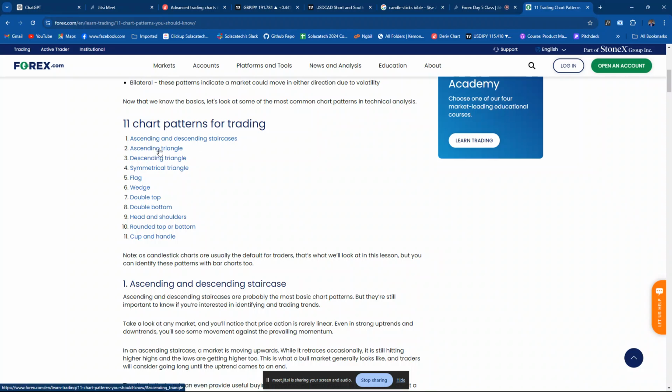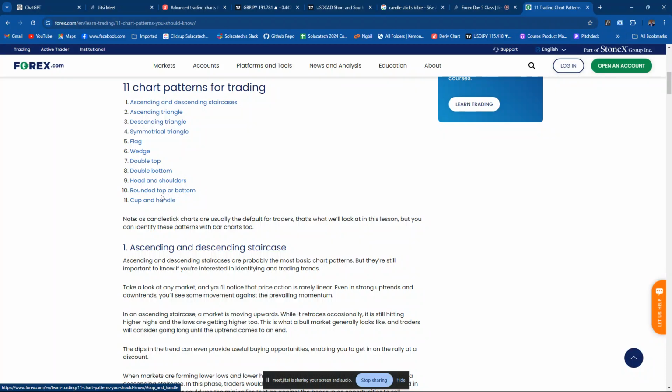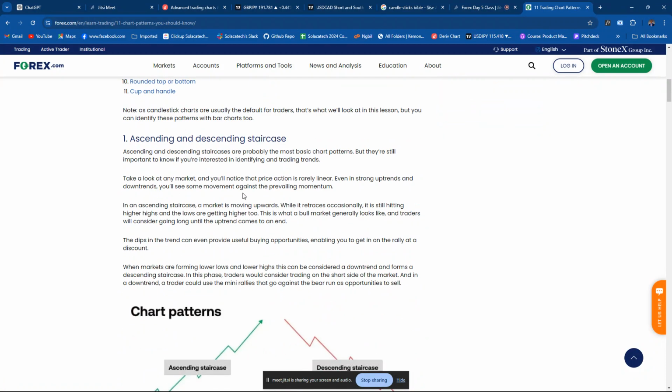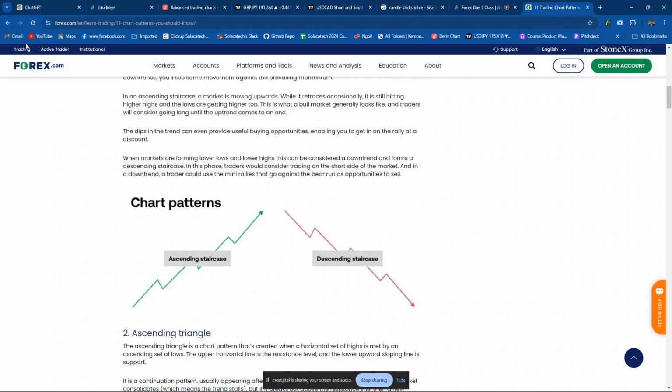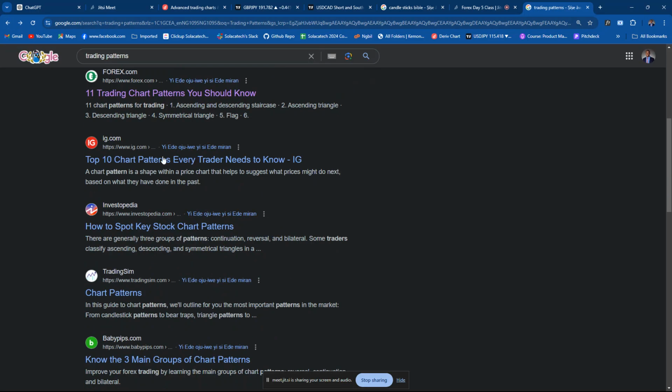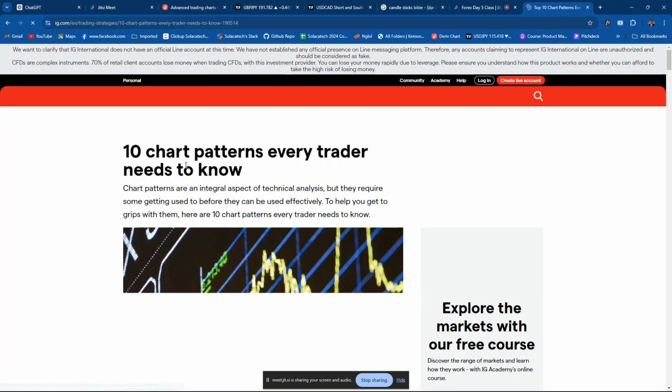We will see it. We have ascending triangle. We have triangle pattern here. We have head and shoulders. We have rounded top or bottom. We have cup and handle. So different people name them differently. Let's just go back and see another person's naming for it.